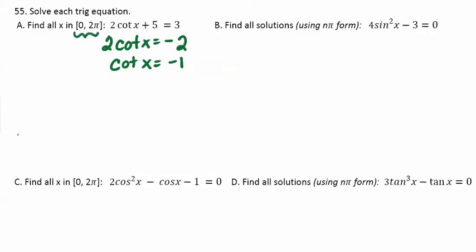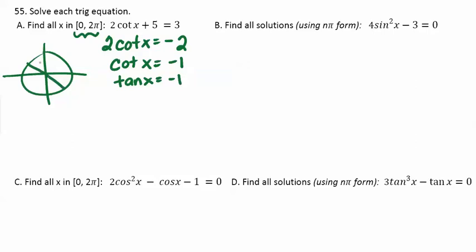Here we're looking for all the values in the first cycle around the unit circle. So where is the cotangent equal to -1? Well, that's exactly the same as the reciprocal. The reciprocal of -1 is still -1. So the places where the tangent and cotangent are -1 are the places where we've got 45-45 triangles, but one coordinate is positive and the other coordinate is negative. So x would be 3/4 pi in quadrant 2, or x would be 7/4 pi in quadrant 4.